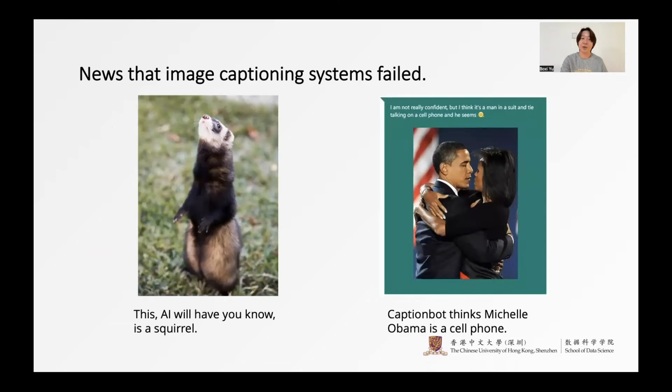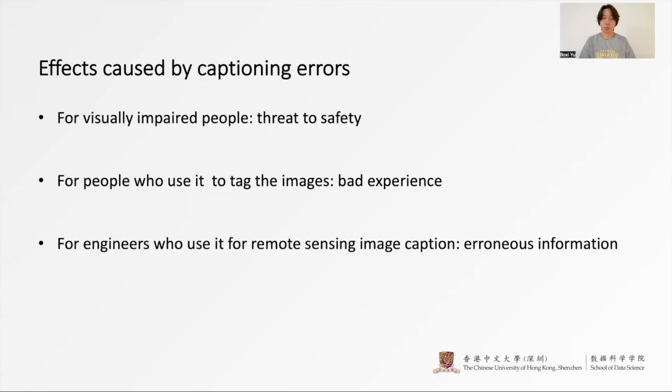There are some other news stories where image captioning systems failed. The first picture, it let you know that it is a squirrel, but we know that this is another kind of animal. And the second image tells you that Michelle Obama is a cell phone. I think that it is disrespectful and there are big bugs in the captioning system.